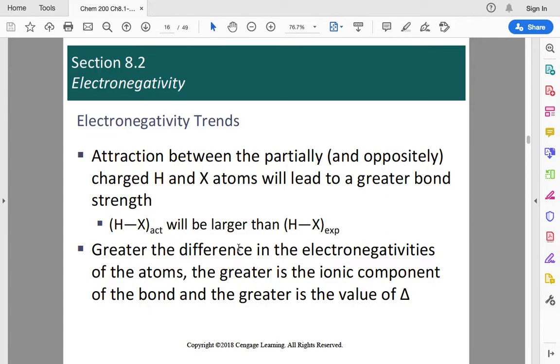So the greater the difference we have in these electronegativities, the greater what we say the ionic component of the bond is. Now, it's really, really important. When we say ionic component, we're still talking about covalent bonds. They're still sharing these electrons. It's not an ionic compound. It's just got ionic-like characteristics to it. It has this slightly positive, slightly negative thing going on. It's not a true ionic bond.